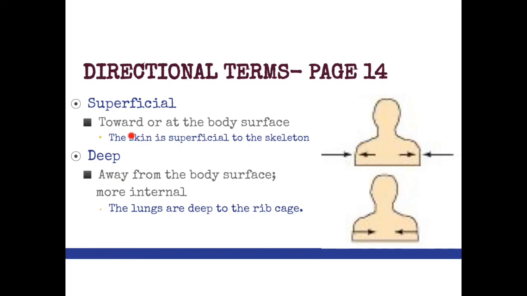And then so the term deep just means away from the body surface, more internal. So the lungs are deep to the chest because they are more internal, the lungs are deep to the rib cage because the lungs are more internal. They're farther away from the body surface than the rib cage.